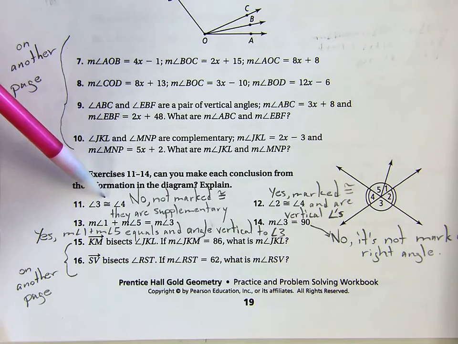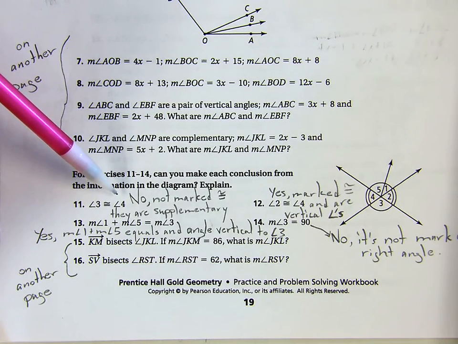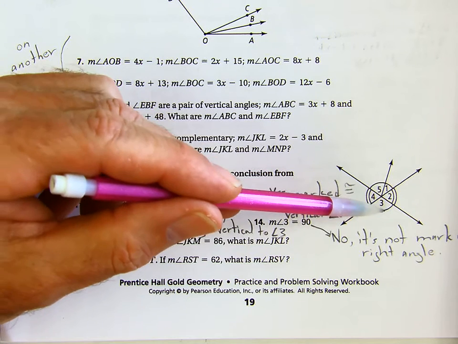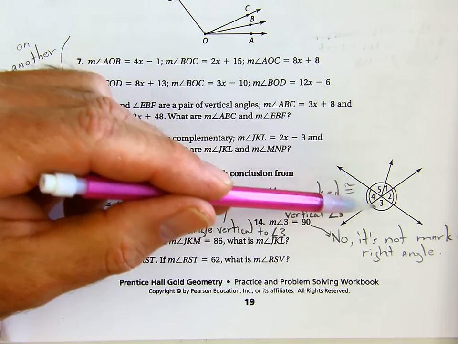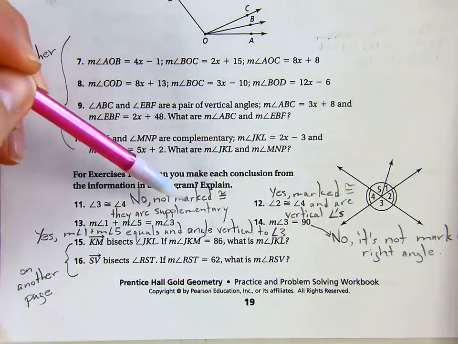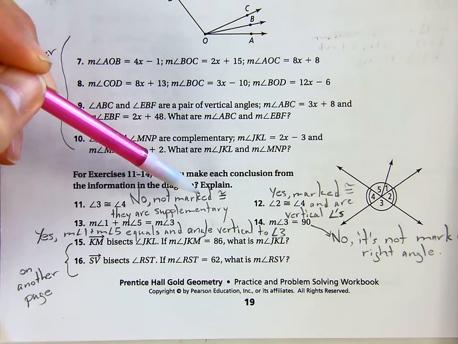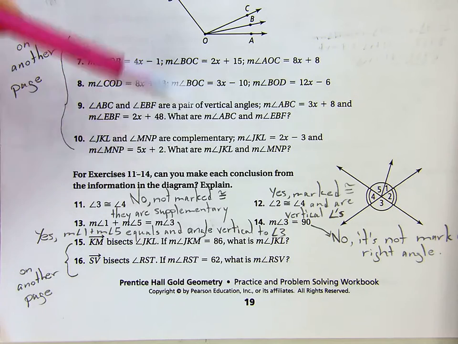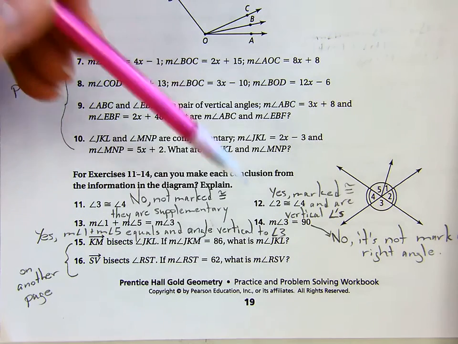Do we know that 3 and 4 are congruent? No. We do not know that 3 and 4 are congruent. They're adjacent. They are supplementary because they form a linear pair, but not that they're congruent. There's no marks. They're not marked congruent. And I put that they are supplementary, but they're not marked congruent, okay? That's why we know it.